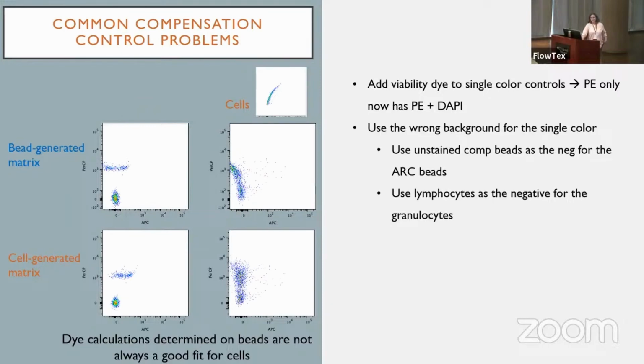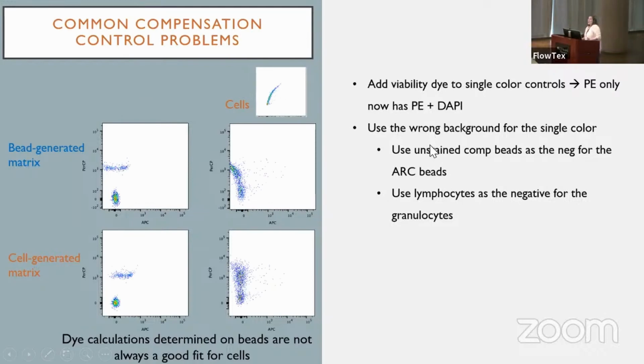All right. So the most common compensation problems that we have, besides using a bead matrix on cells without testing it, are the things that people most likely come into my lab and say, I can't unmix my stuff, because they forget the viability dyes. They get so hung up on the antibodies. I'm doing a 10-color experiment. That means 10 vials of antibodies. And they forget that the viability dye is a color, right? Because it's not an antibody, so it's in a different part of your brain, and you did it in a separate step anyways, right? So they forget that, and then they add that to all of their samples. So now your PE-only control has PE and DAPI. So that's mistake number one.